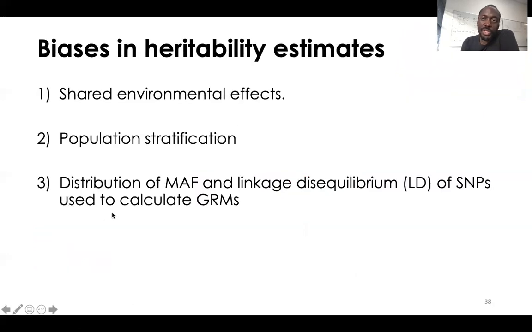So now I'm going to talk about some of the biases in heritability estimates. I've decided to focus on 3 biases. One caused by shared environmental effects, another one caused by population stratification, and finally one bias which I think we'll contemplate trying to solve a bit more extensively during the practical, and that bias is due to the distribution of minor allele frequency and linkage disequilibrium of SNPs used in the GRM.